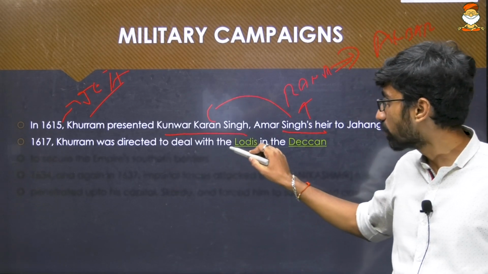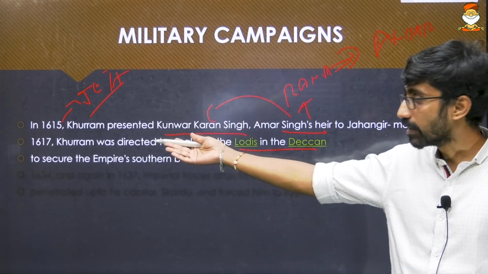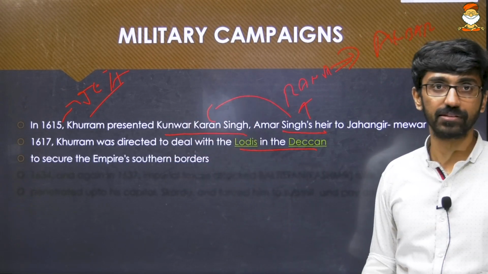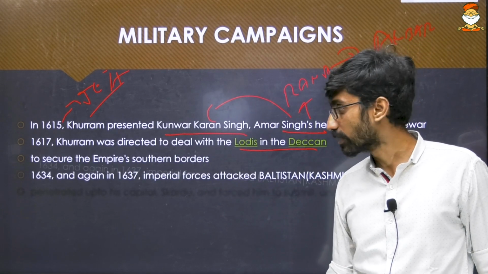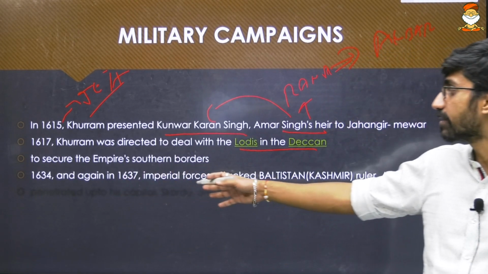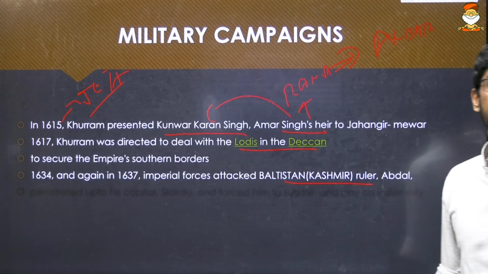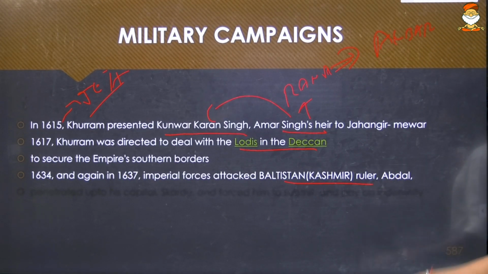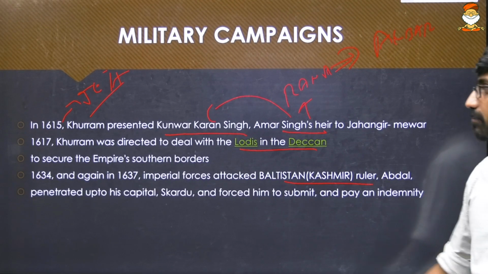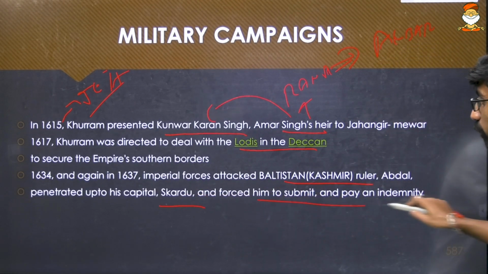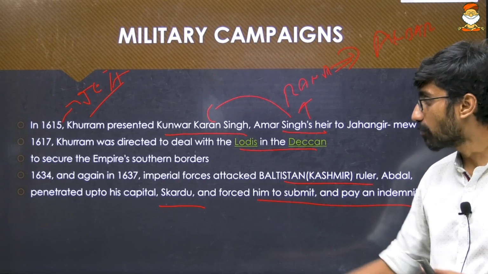Again, he was directed to deal with the Lodhis in the Deccan, Khurram, okay, and again he was just a prince. We are talking about Shah Jahan as the prince, and to secure the empire's southern border, in 1634 and again 1637, they also occupied Baltistan, that is the Kashmir ruler, Abdal. Okay, 34 and 37. Then again penetrated up to his capital Skardu and forced him to submit and pay an indemnity to Mughal rulers. And that is 34 and 37.